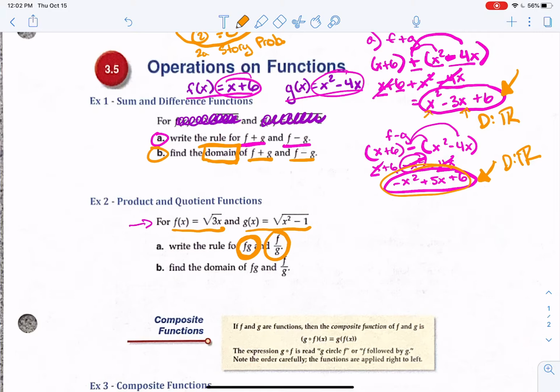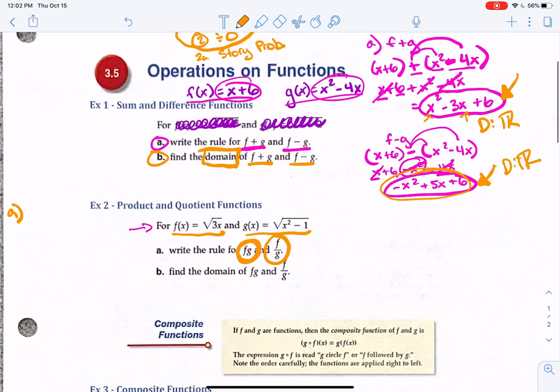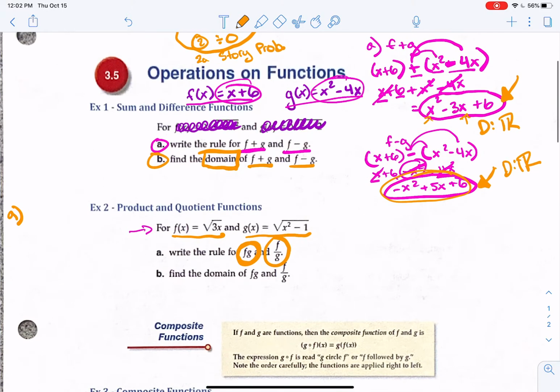All right, I'm going to write off to the side over here on this side. A, we want f times g. So I'm taking the square root of 3x and I'm multiplying that by the square root of x squared minus 1. Okay, I'm multiplying those two things together.